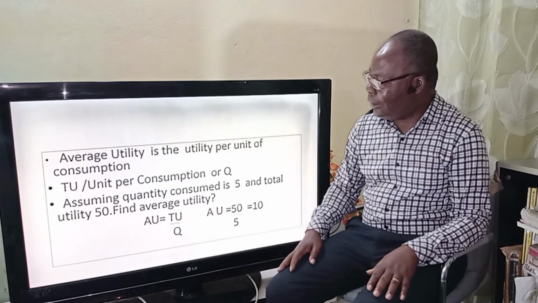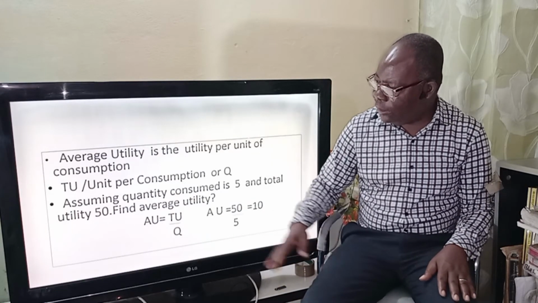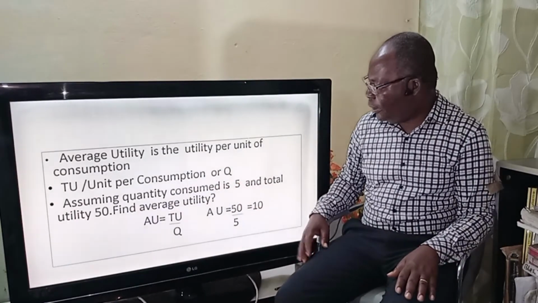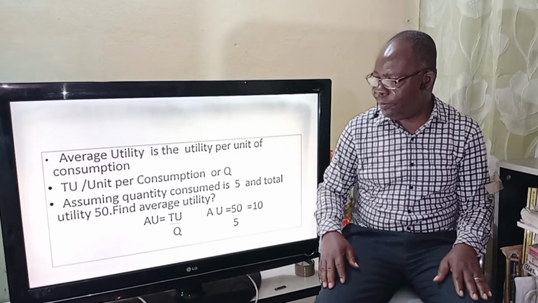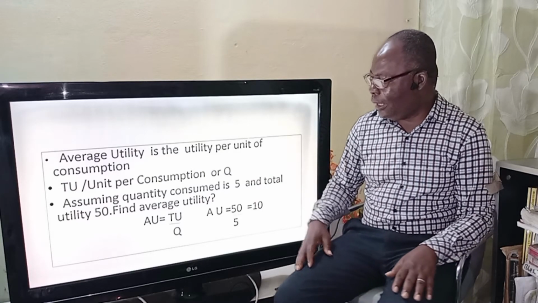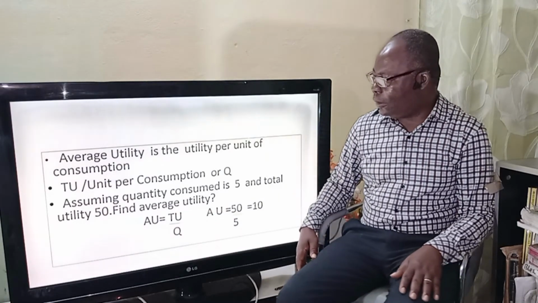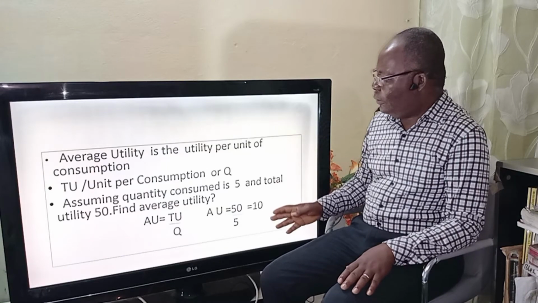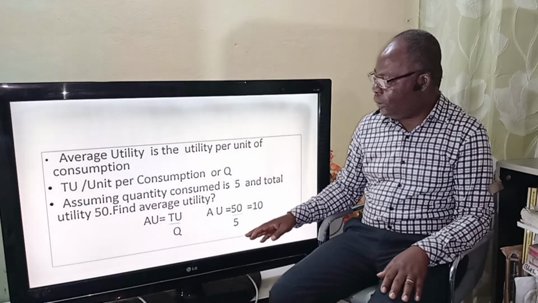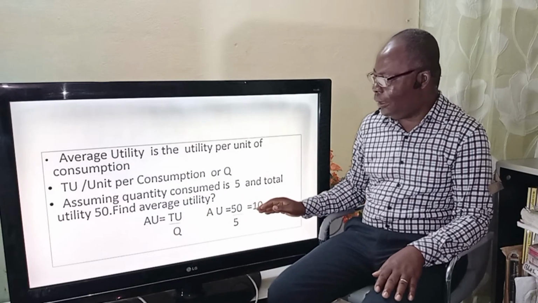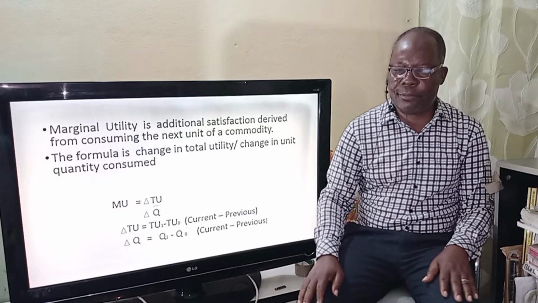Now let us look at this few work. Assuming quantity consumed is 5, and then total utility is 50. Find average utility. The formula is average utility equals total utility over quantity. So in this case, the total utility is 50 and the quantity consumed is 5. So when you divide 50 by 5, we're going to get 10. So 10 is the answer, the average utility.